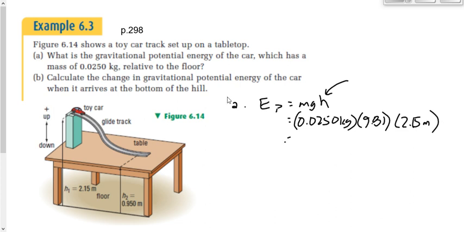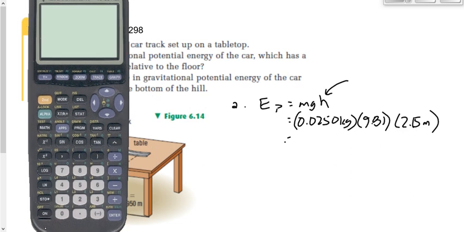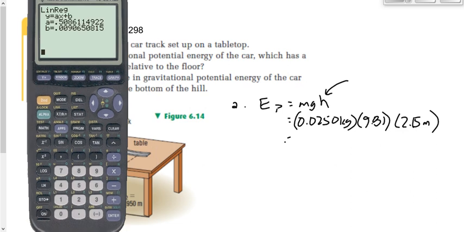Now, relative to the tabletop, it's 2.15 minus 0.95. So what would that be? I think 1.25, something like that, if we were asked to find the potential energy relative to the tabletop. But we're not. So we'll use the 2.15 meters relative to the floor. Multiply those numbers together: 0.025 times 9.81 times 2.15.